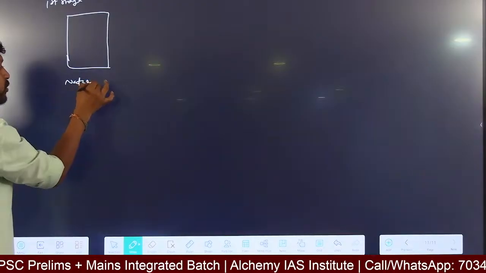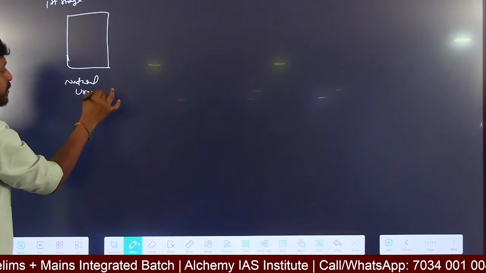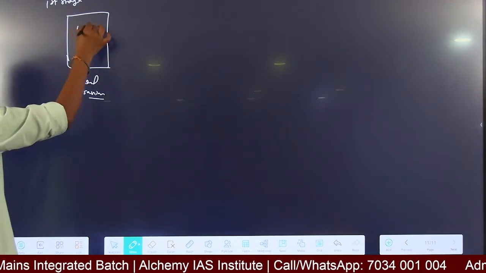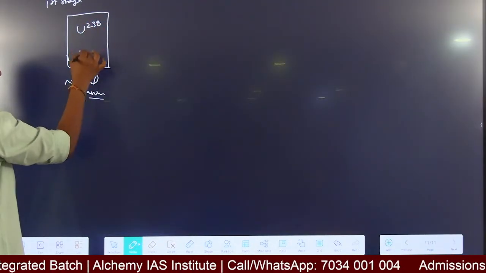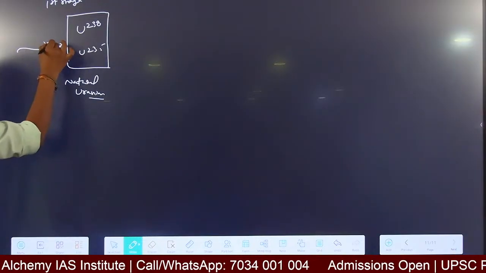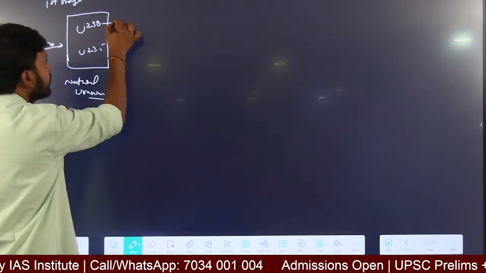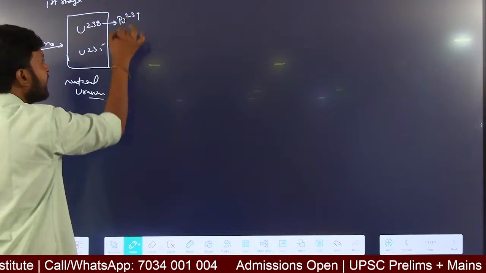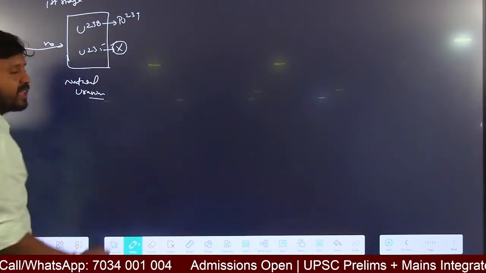Natural uranium I'm using. Natural uranium generally consists of uranium 238 and uranium 235. Okay. So this will be bombarded with neutrons, and ultimately what is happening? This will be converted into plutonium 239, and this will be formed into different other materials.